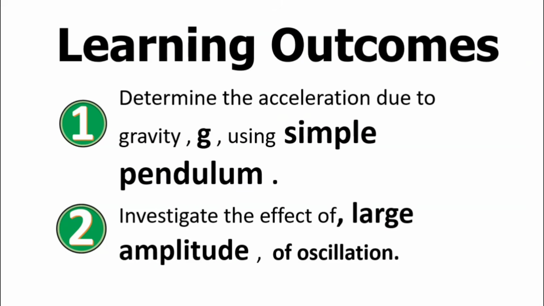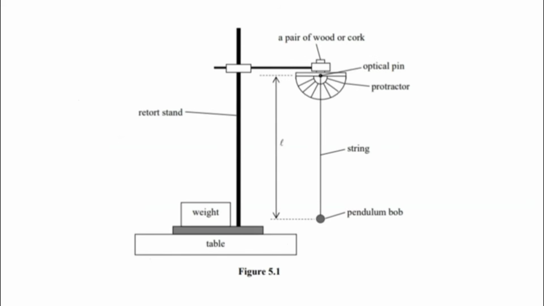Learning outcomes. Determine the acceleration due to gravity, g, using a simple pendulum. Investigate the effect of large amplitude of oscillation. Look at figure 5.1 in the manual. The length of the simple pendulum is measured from the optical pin to the pendulum bob.